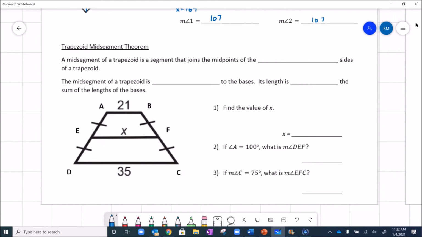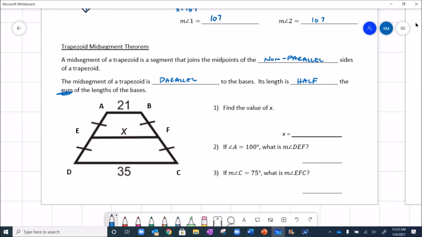The last one that we're dealing with in these notes is the trapezoid mid-segment theorem. A mid-segment of a trapezoid is a segment that joins the midpoints of the non-parallel sides of a trapezoid. The mid-segment of a trapezoid is parallel to the bases. Its length is half the sum, so it's not just half, it's half of the sum of the bases.